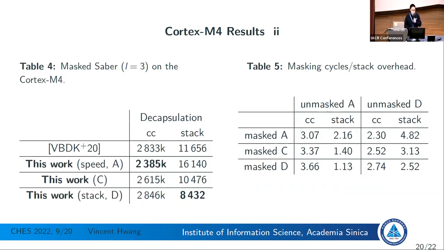For masked Saber, we experiment with the parameter set where L is equal to 3. And by choosing various kinds of strategies, we are able to outperform an existing work. We also calculate the ratio of the overhead between strategies. And in the paper, we also provide our results of the TVLA test about the validity of the masking.